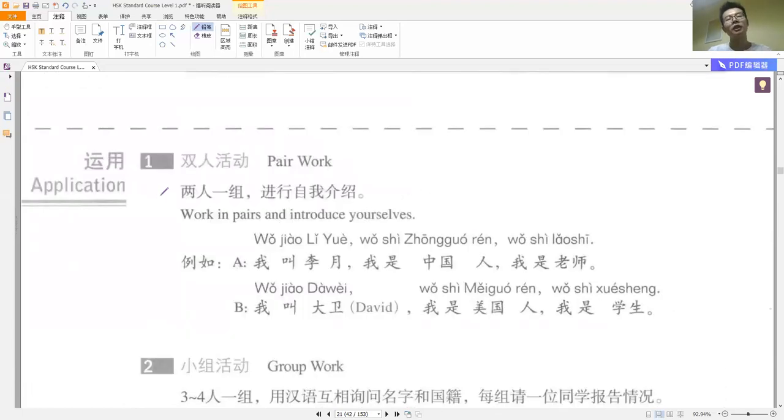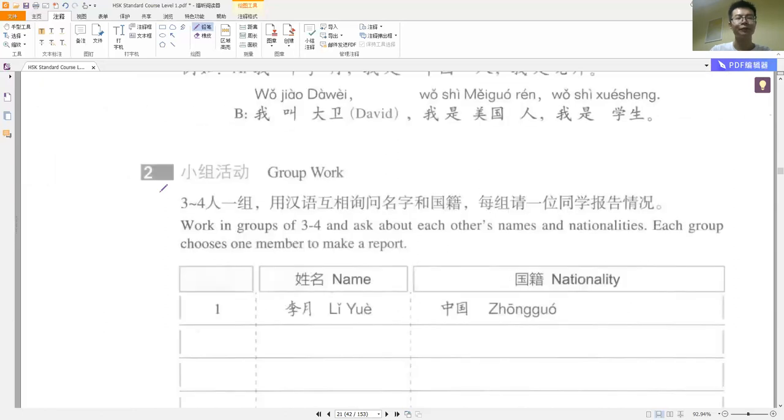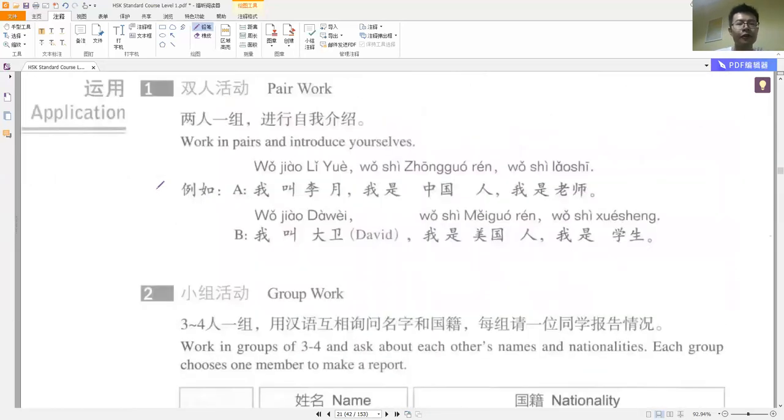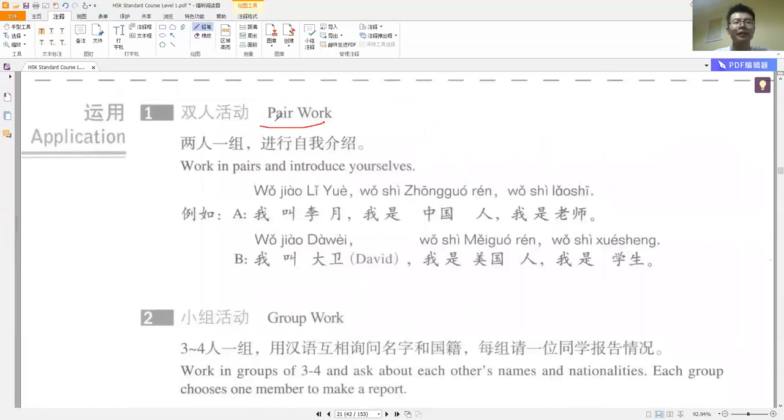Now we look at the application. Okay, let's finish Unit 3. Pair work, 双人活动, 两人一组, 进行自我介绍. It's very important, right? Working in pairs, introduce yourself. For example, teacher Abel introduces himself: 我叫 Abel, 我是中国人, 我是老师. How about you? 你呢? It's your homework.